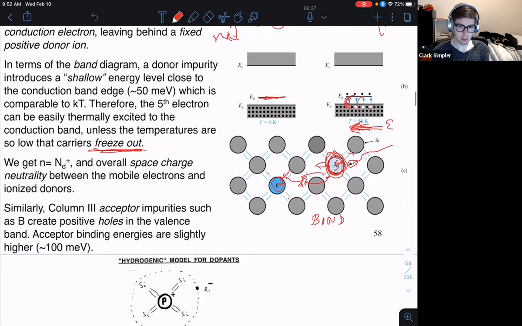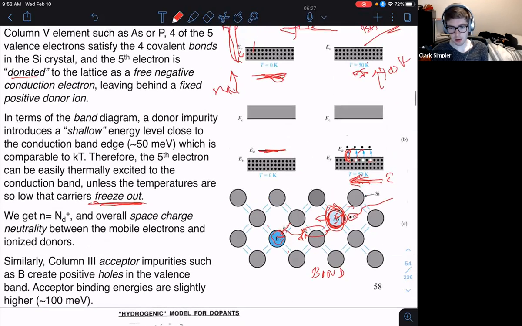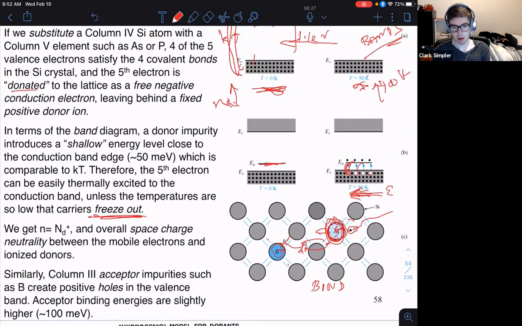Okay? I have a couple of questions. Sure. So in this particular crystal, you have the arsenic with the free electron and then the boron with the hole.